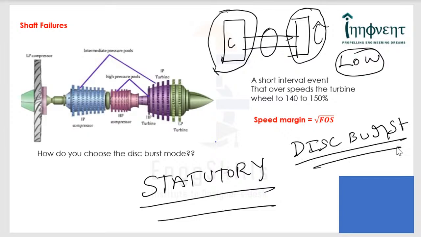How do you avert such a situation in real time? As a designer, one of the solutions could be to close the fuel valve, because you stop supplying fuel so that the speed is reduced. You can also open the bleed valve so that the flow is decelerated and the turbine does not get enough air to run.